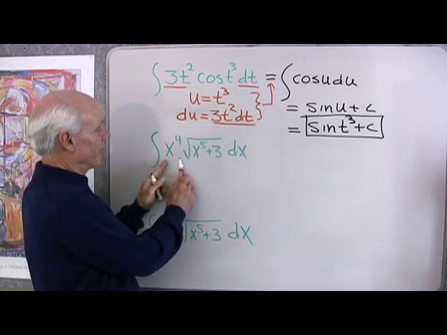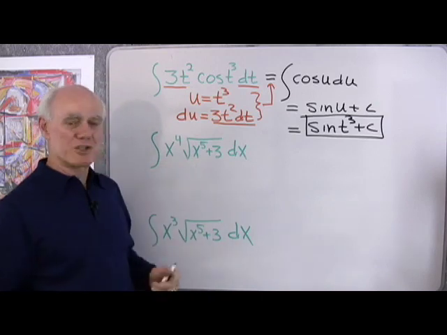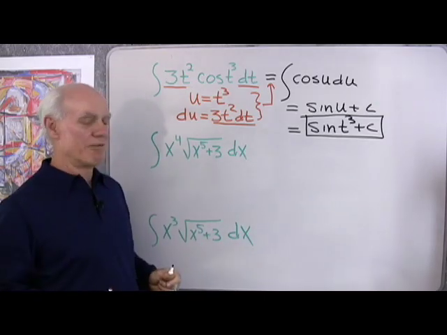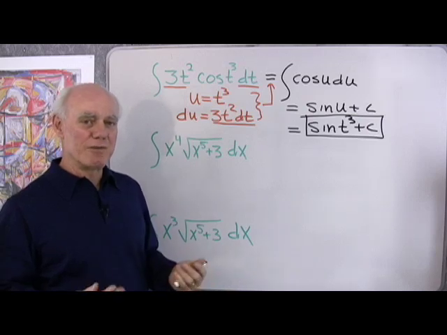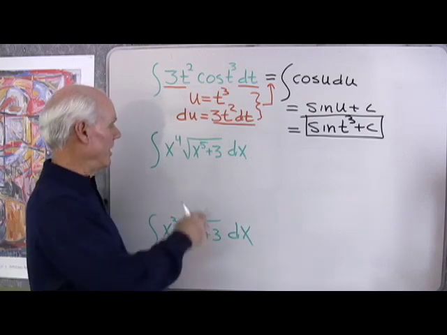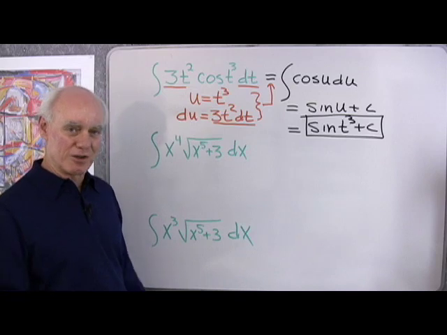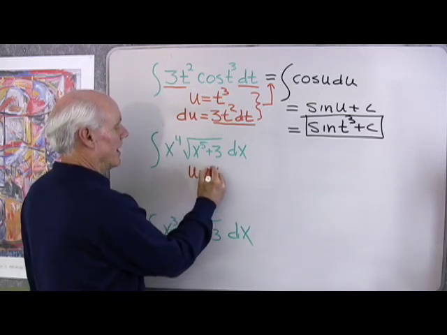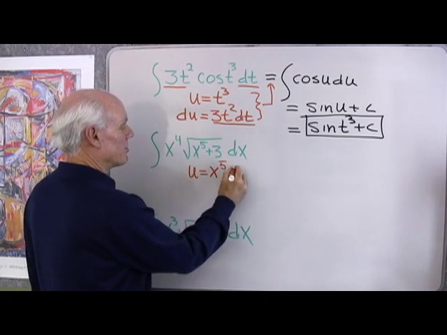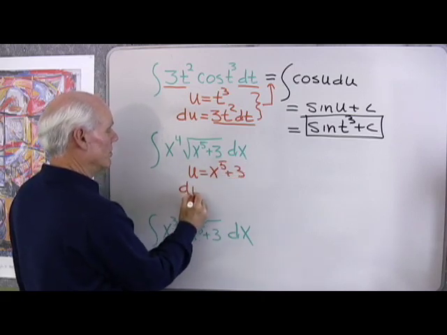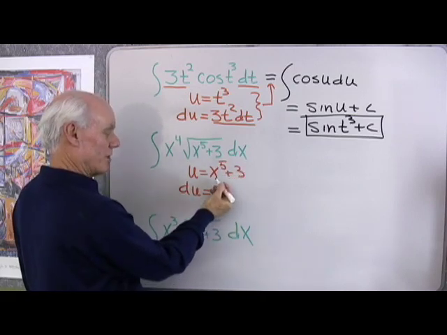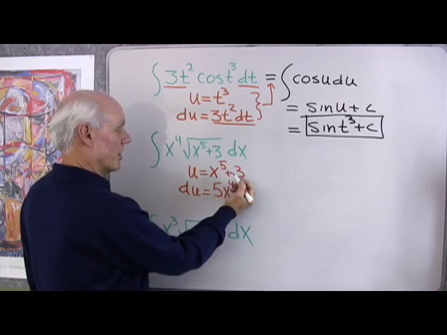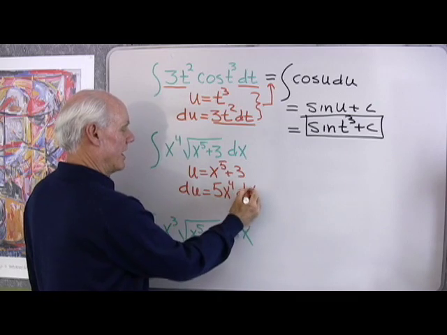Here I have x to the fourth square root x to the fifth plus 3 dx. Well, I know if I let u be equal to x to the fifth plus 3, its derivative is going to have an x to the fourth in it, and that looks like it's all set up right there. So let's try that. If I let u be equal to x to the fifth plus 3, then du is going to be equal to, I just differentiate, 5 x to the fourth plus 0 dx.